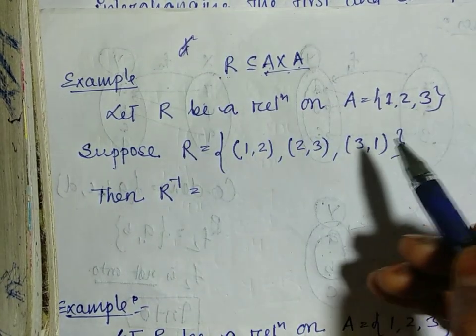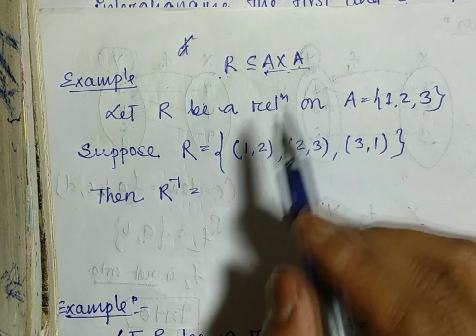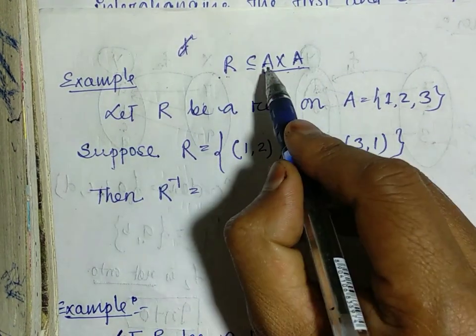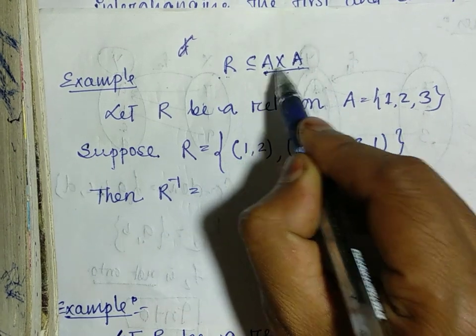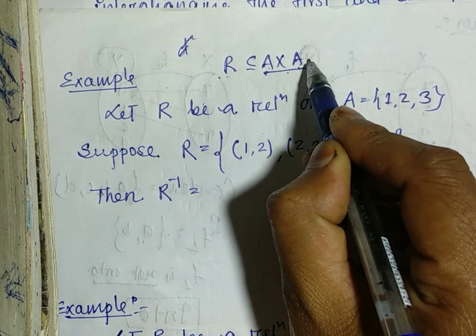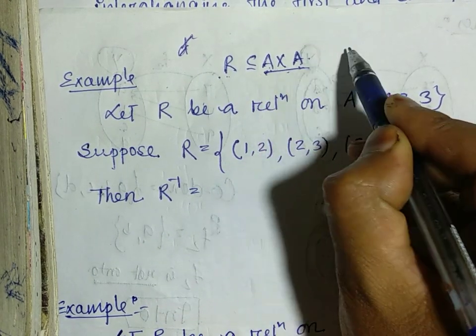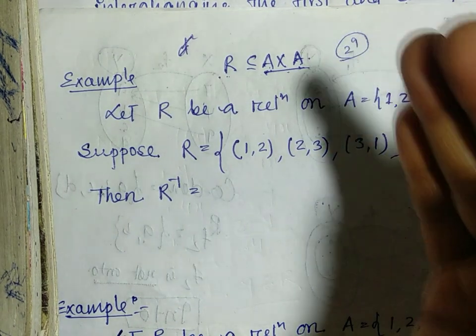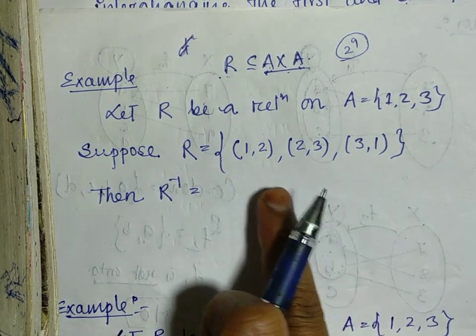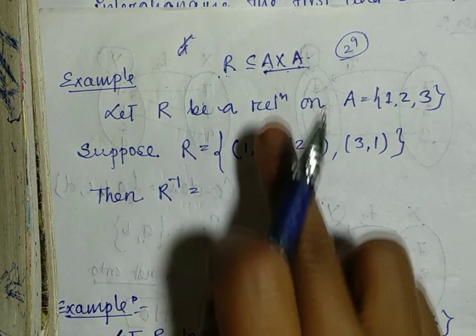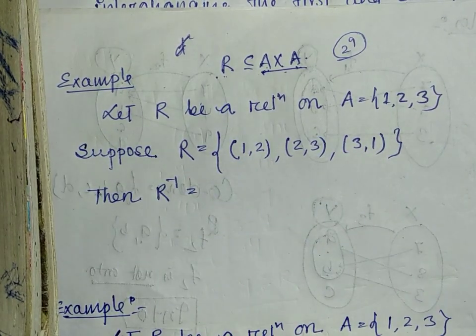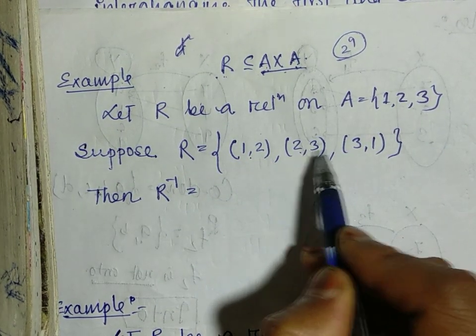So how many relations can we introduce from A to A? Obviously each is a subset of A cross A. How many elements will be there in A cross A? 3 into 3, so 9 elements will be there. So how many subsets will be there? 2 to the power 9. Out of 2 to the power 9 subsets of A cross A, I have considered one relation: 1, 2, 2, 3 and 3, 1.